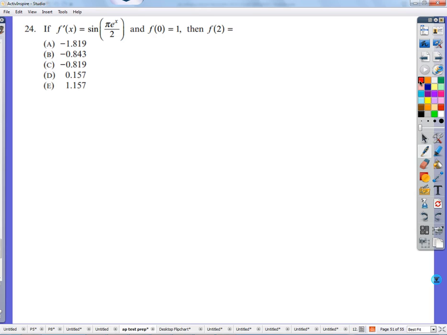So you know that you want to find the antiderivative, but keep in mind you may want to use your calculator to help you out. Okay, so let's think about it. Take the antiderivative of the sine of pi e to the x over 2.